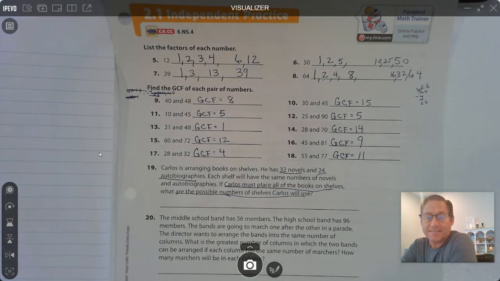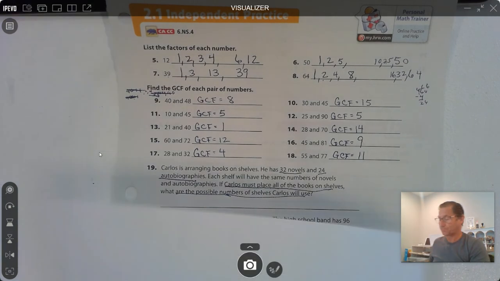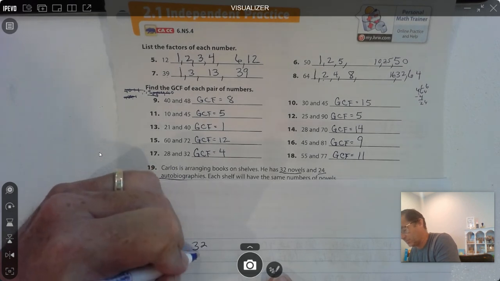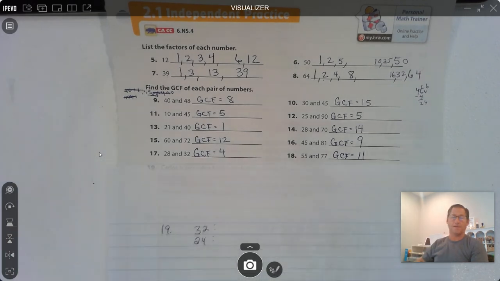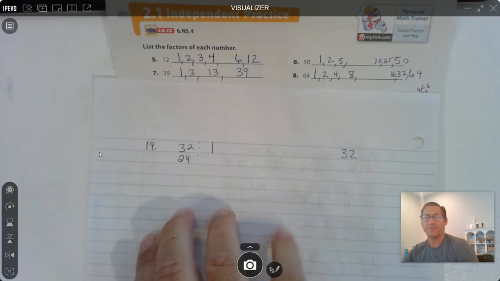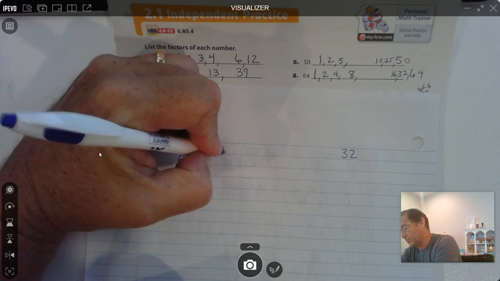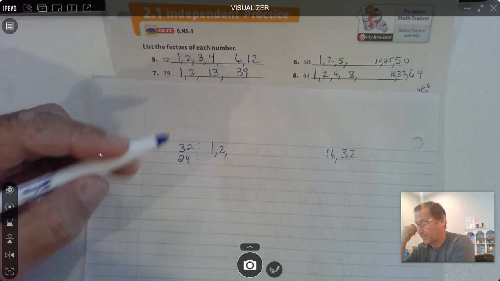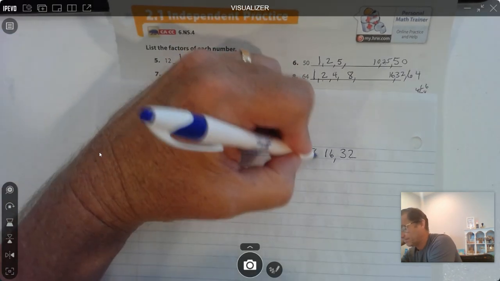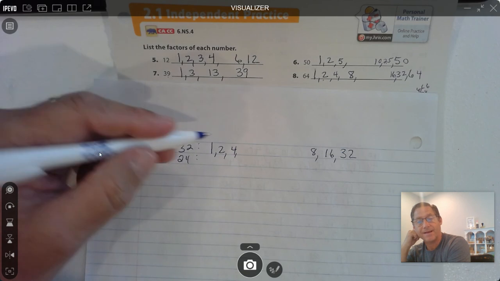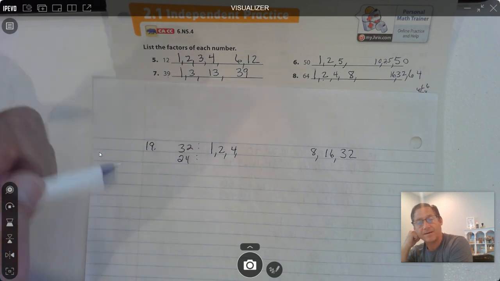So basically that question is asking us, what are the common factors of 32 and 24? All right, so let's do that. 32, 24. So we know 1 is a factor of 32, 1 and 32. 2 and 16. 3 is not a factor of 32. 4 is. 5 is not. 6 is not. 7, 8 we already know. 9. So those are our factors of 32.